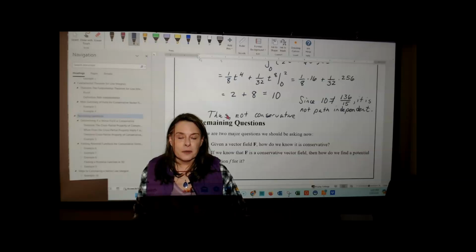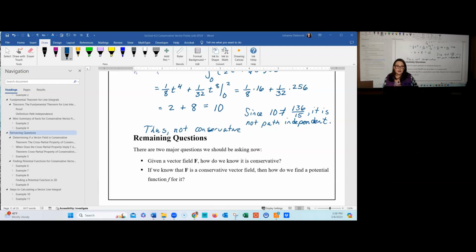Let me share my screen with you, and we'll get started on the next part. We're going to start with, how do we know that a vector field is conservative?